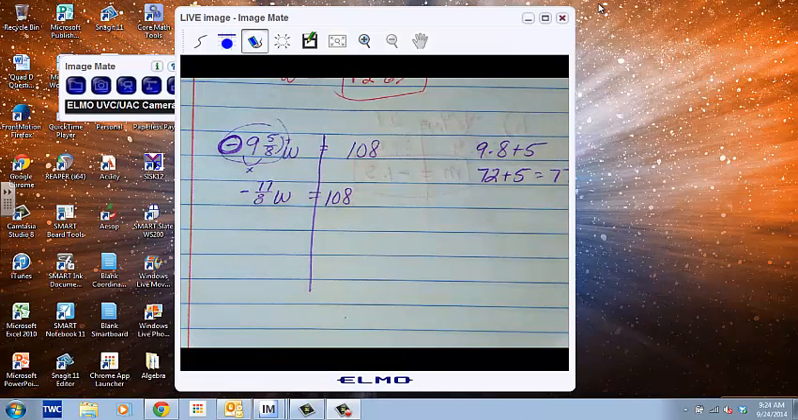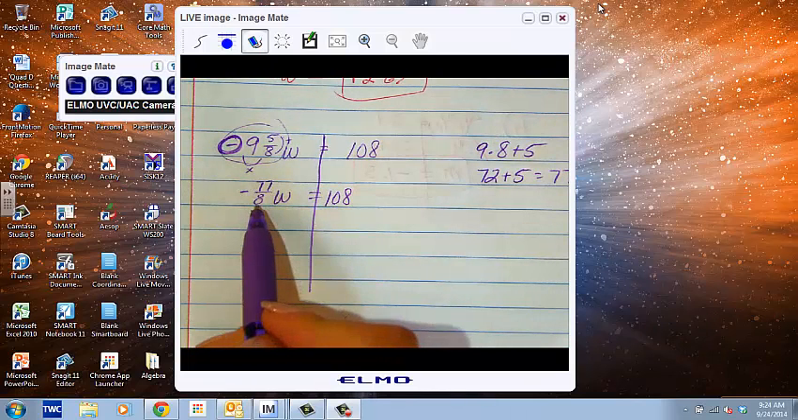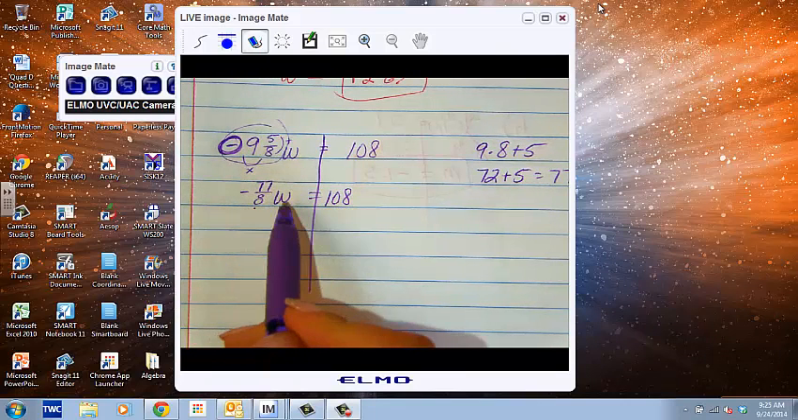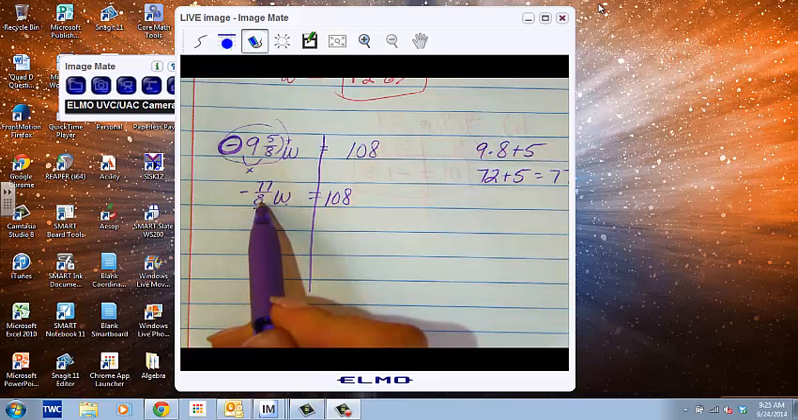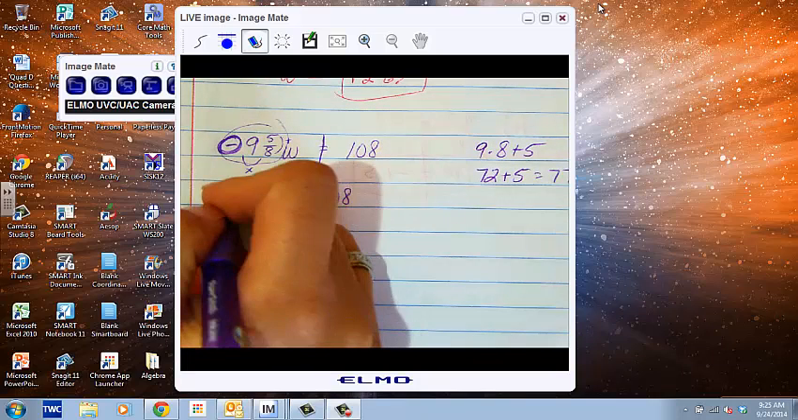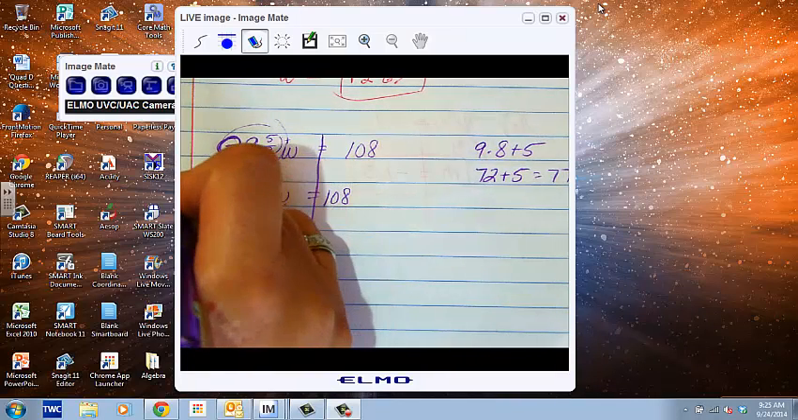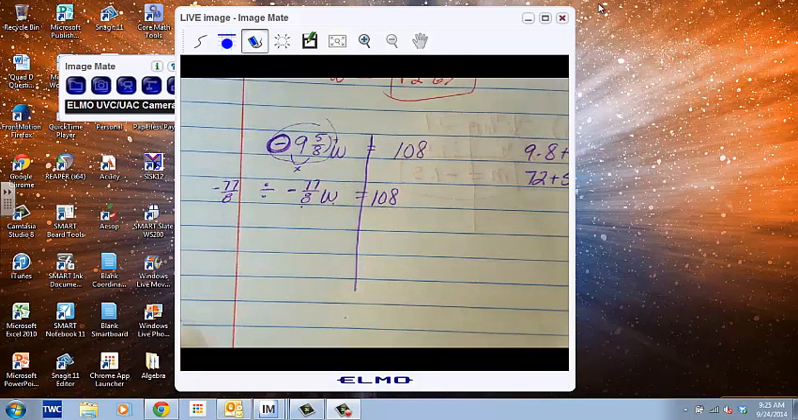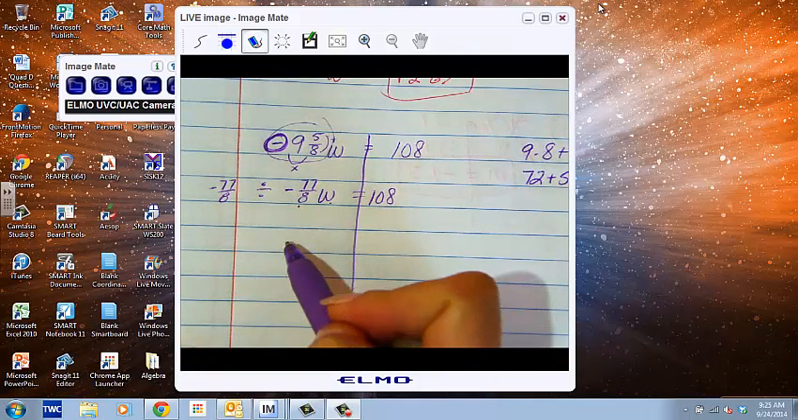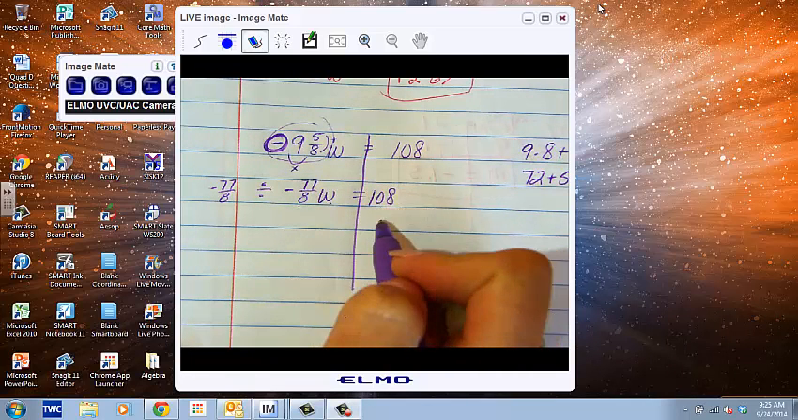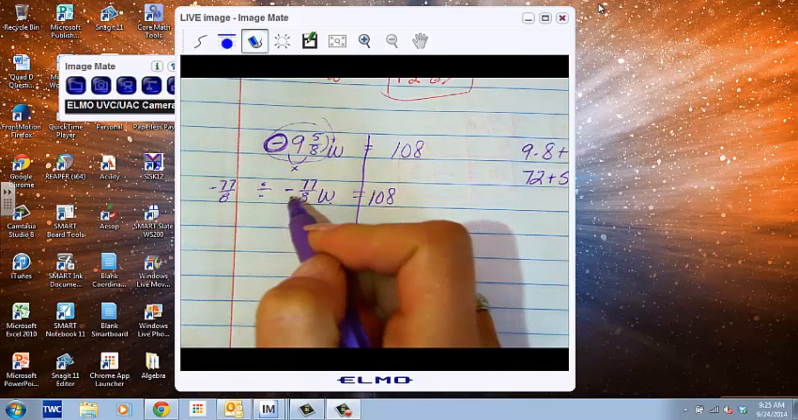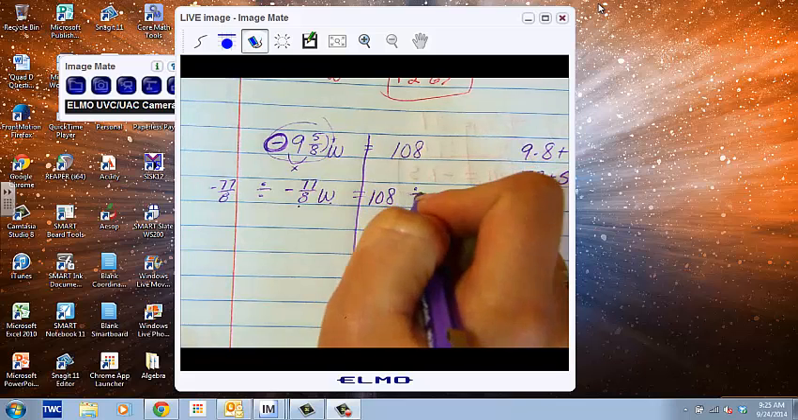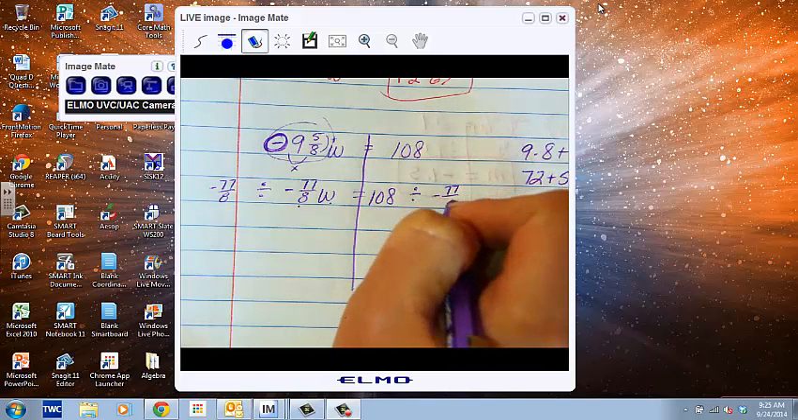If you ask yourself, what do I do between negative 77 over 8 and W? Well, hopefully, since you know that they're side by side each other, that I'm going to multiply this fraction times W. So I want to do the opposite. So I'm going to divide both sides by a negative 77 over 8. And hopefully you remember the LCF. I'm going to leave this one. I'm going to flip the sign. So where it was, this is what I'm doing right here, negative 77 over 8.